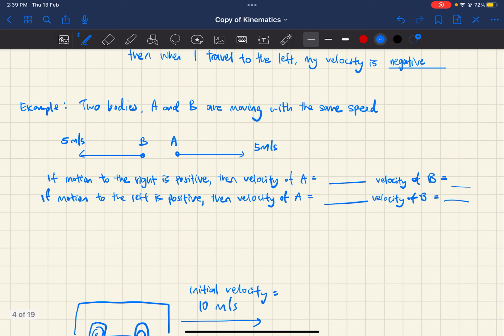So let's say I have two bodies over here, A and B. A and B are both traveling at a speed of 5 meters per second. And then let's say the motion to the right is positive for this first portion over here. Then my velocity of A will be 5 meters per second, whereas my velocity of B, because it travels to the left, will be negative 5 meters per second. So that's the difference between them. So if I indicate my direction to the left as positive, then my velocity of A will be negative 5 meters per second, and my velocity of B will be positive 5 meters per second. So as you can see, the positive and the negative sign is very much dependent on what you indicate as positive.